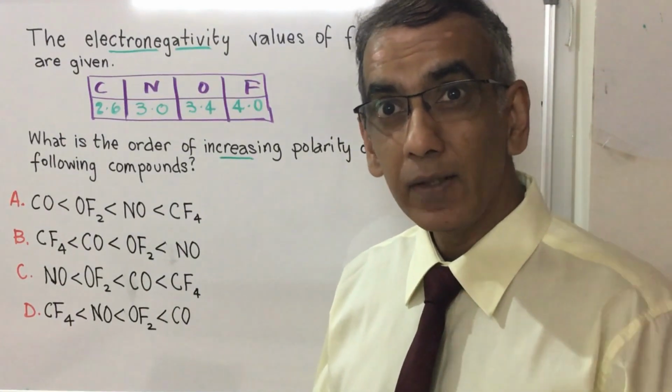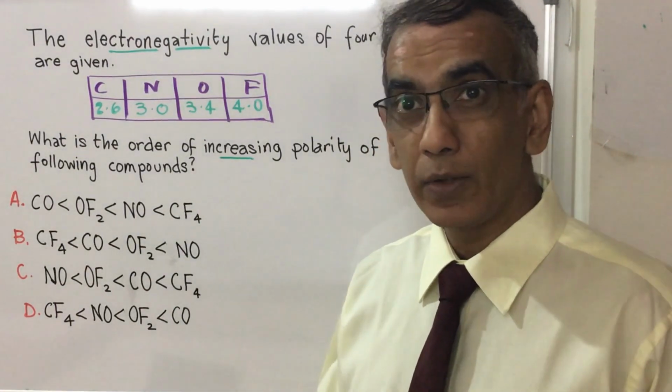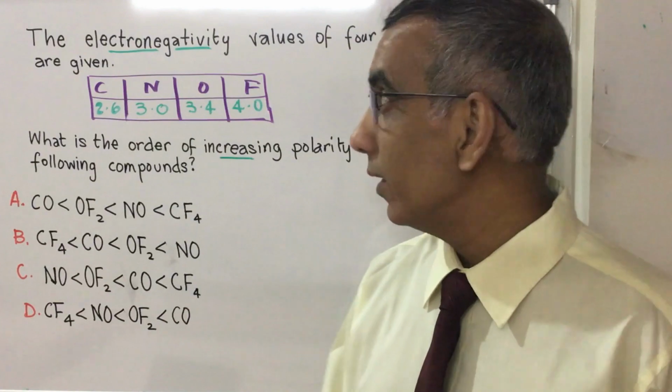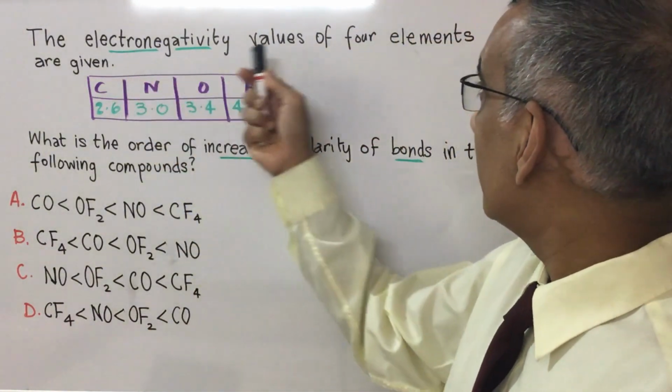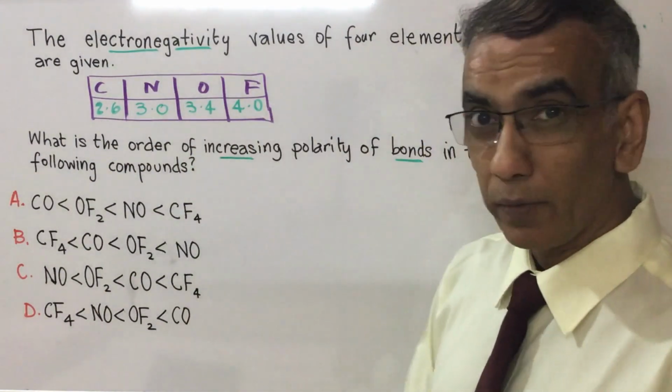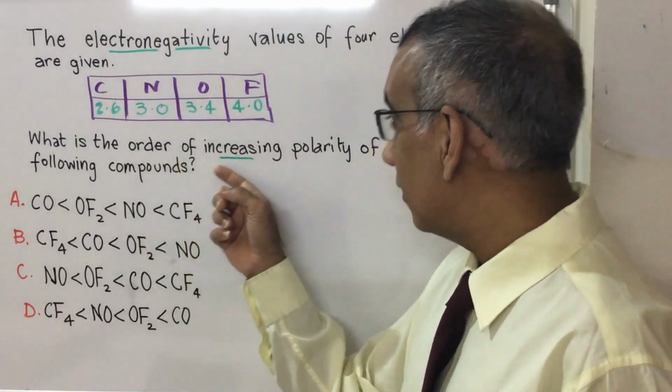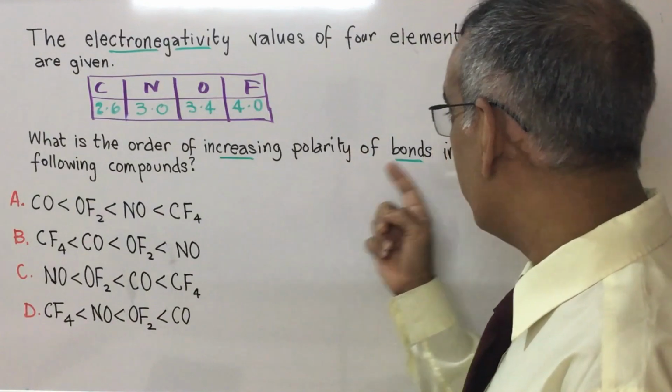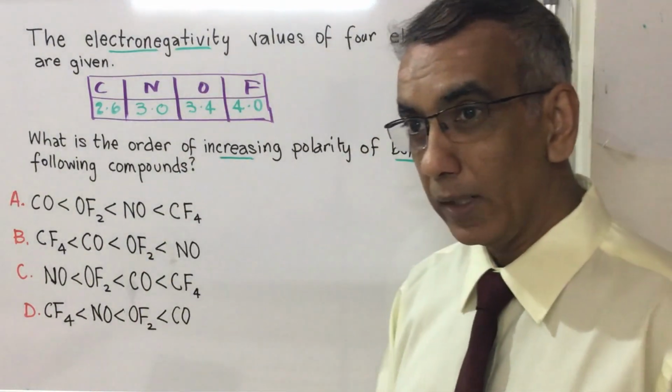Hello and welcome again as we consider yet another multiple choice question for IB chemistry. The electronegativity values of four elements are given: carbon, nitrogen, oxygen, and fluorine. What is the order of increasing polarity of bonds in the following compounds?